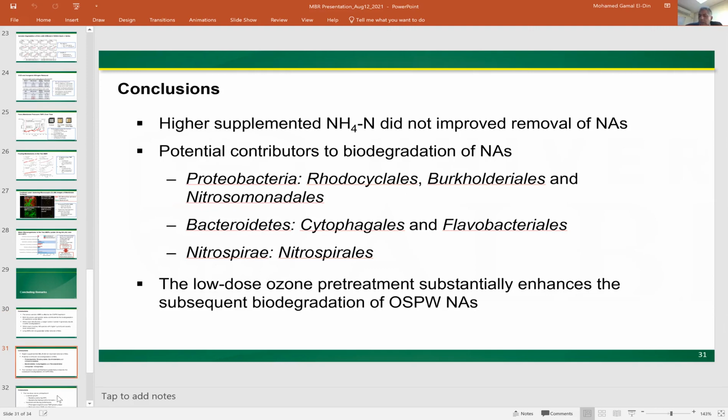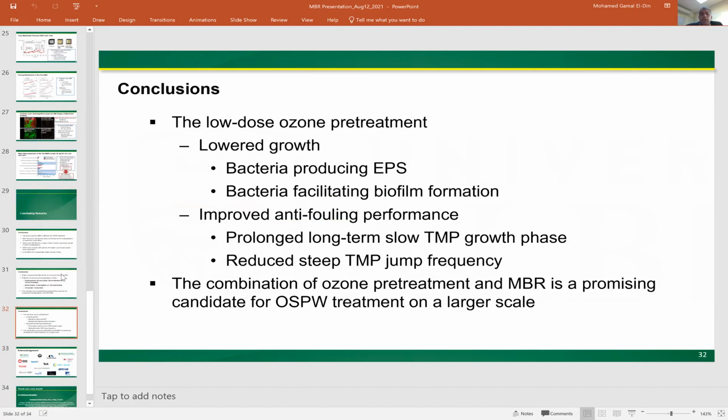So at 30 milligrams per liter of ozone, we can achieve a very good operation of the MBRs for this oil and gas wastewater. And that actually can lead to less shock effects on the bacteria. And we have shown improved anti-fouling performance when we use a low ozone dose. The combination of ozone pretreatment and MBR is a promising candidate for dealing with wastewater treatment in the oil and gas industry.